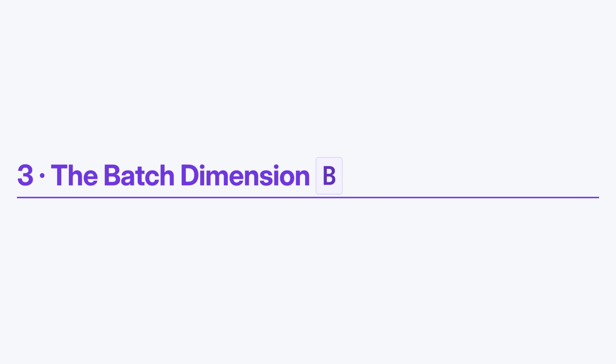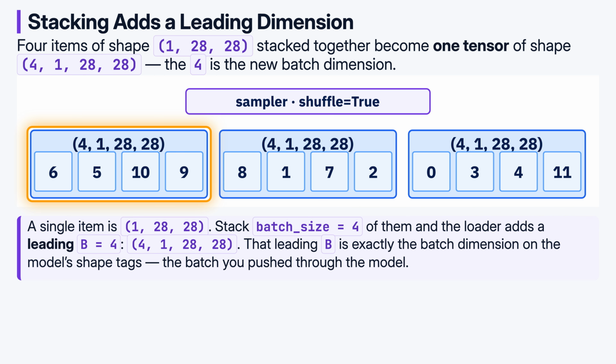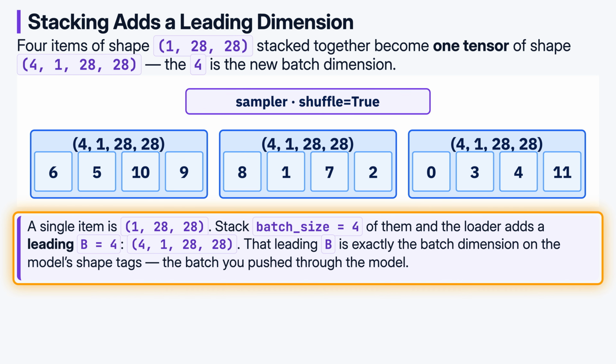Third, the batch dimension B. Stacking items is where it comes from. Look at one batch. 4 items of shape 1 by 28 by 28 are stacked. Together they become one tensor, 4 by 1 by 28 by 28. A single item is 1 by 28 by 28. Stack 4 of them and the loader adds a leading 4. That leading 4 is B, the batch dimension. It is the same B you pushed through the model.